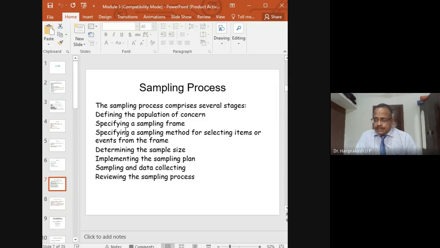Determine the sample size. What is your sample size? There are certain formulas which will give you the sample size that you have to take, so it depends on the total population. Implementing the sampling plan: implement the sampling plan that you have selected. Sampling and data collection: actually go ahead with the sampling and collect the data. Review the sampling process. So these are the different steps involved in the sampling process.